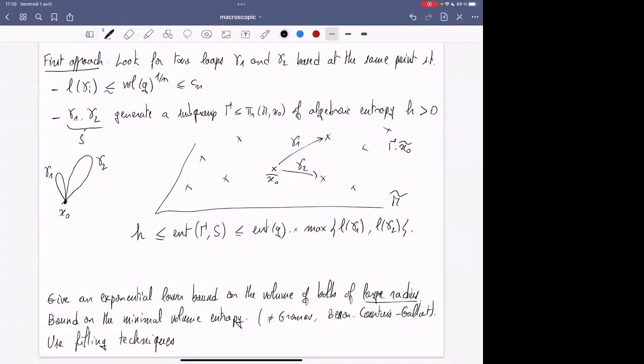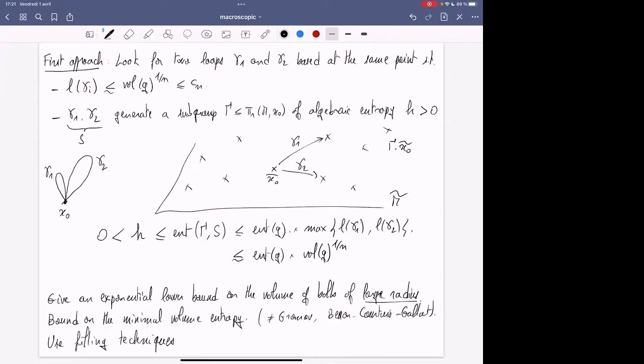Then, because of this inequality, that says exactly that the minimal volume entropy of your manifold is bounded away from zero. Actually, it's bounded by H. That gives you an exponential lower bound on the volume of balls of large radius. So you can show like that the minimal volume entropy of your manifold is non-zero.